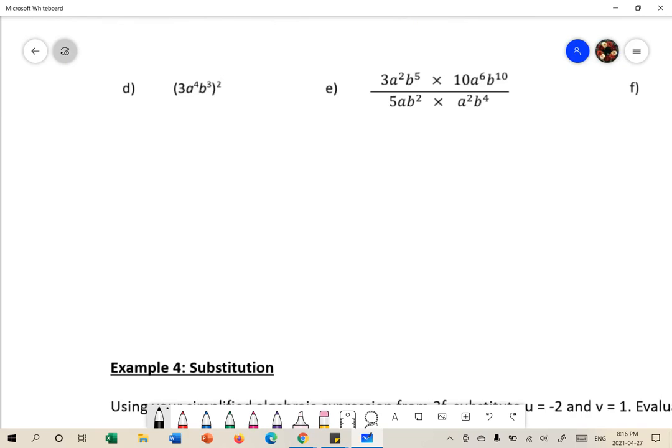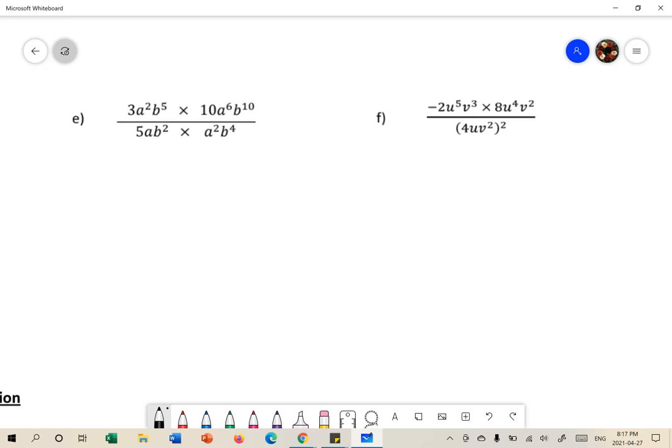Next, I'm going to apply the exponent 2 to all the factors inside the bracket. 3, a raised to 4, b raised to 3. 4 times 2 is 8. 3 times 2 is 6. 3 squared is 9. And I cannot simplify any further.